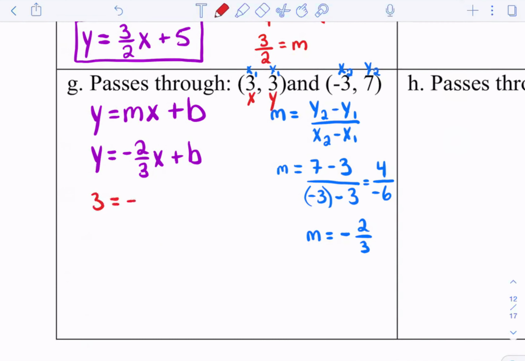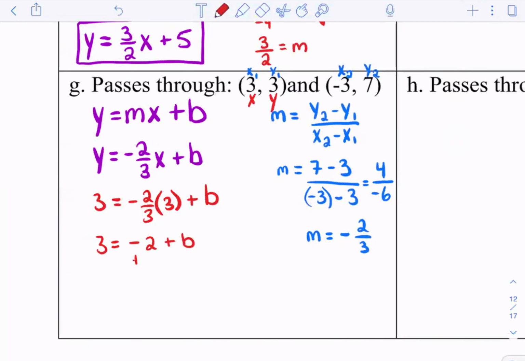All right, so 3 equals negative 2/3 times 3. Always using parentheses when we substitute. Let's get b by itself. Ugh, a fraction. What is negative 2/3 times 3? It's a negative 2. Don't forget you can use alpha y equals on your calculator if you have a hard time with that. And we get b equals 5. So now we have the 2 parts of the line that we need to write the final equation. y equals negative 2/3 x plus 5.